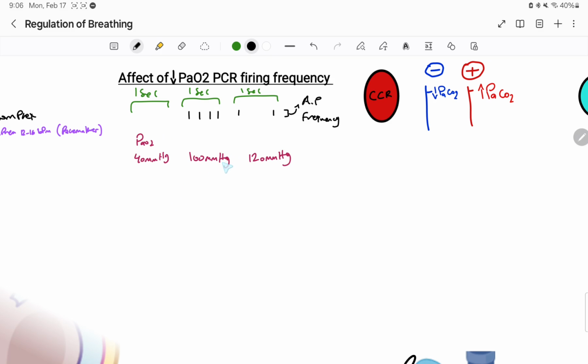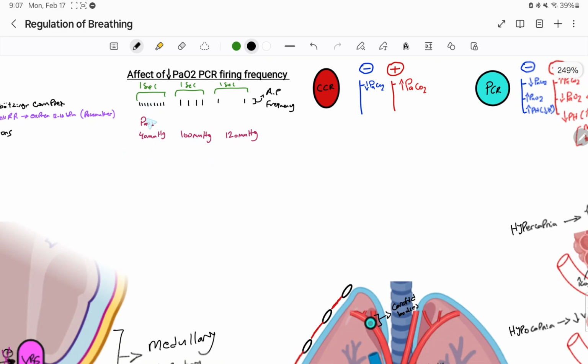Now, what happens if we drop below that 60 millimeters of mercury threshold? We go to 40 millimeters of mercury. What happens? Take a look at the action potential frequency then. It's going to look like this. Boom, boom, boom, boom, boom. Look at that. I can't even count that. That's how many that is.